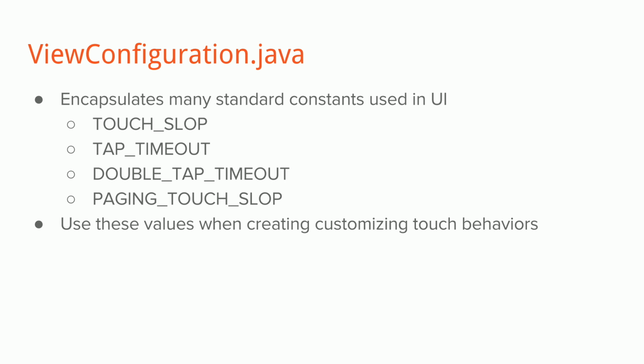Another thing to consider is the view configuration class that Android provides for us. This gives you a lot of constants that are very similar in Android. So Android has already defined how long a tap should be or how much the user's finger can move before it's considered a scroll. So if you're defining your own views, you want to be similar to what Android uses so the behavior doesn't differ too much.